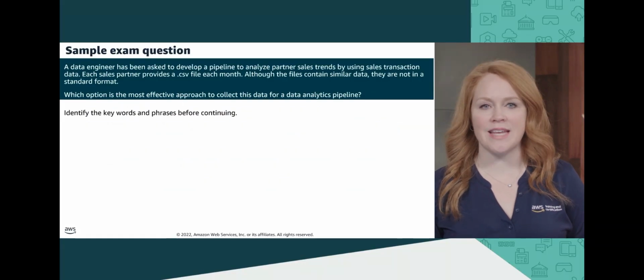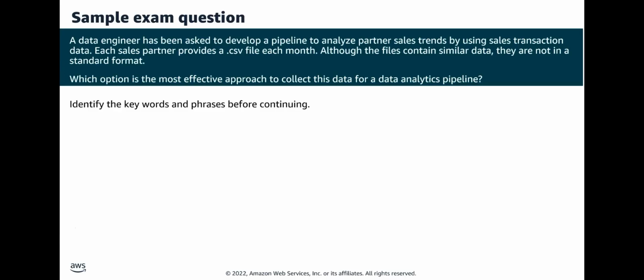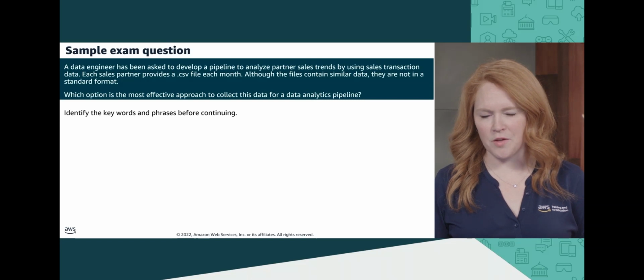Here is a sample exam question for this module. A data engineer has been asked to develop a pipeline to analyze partner sales trends by using sales transaction data. Each sales partner provides a CSV file each month. Although the files contain similar data, they are not in a standard format. Which option is the most effective approach to collect this data for a data analytics pipeline? What are the key parts of the question?